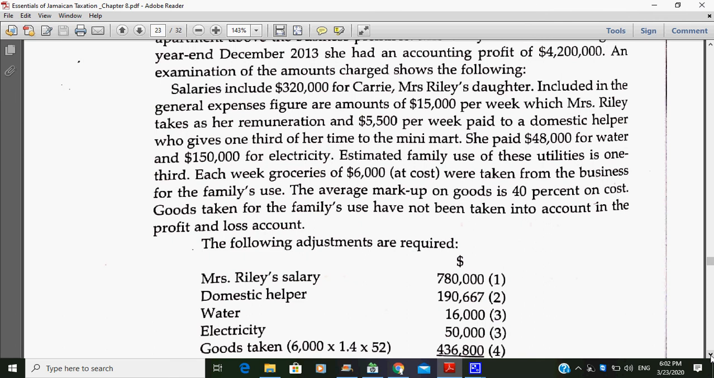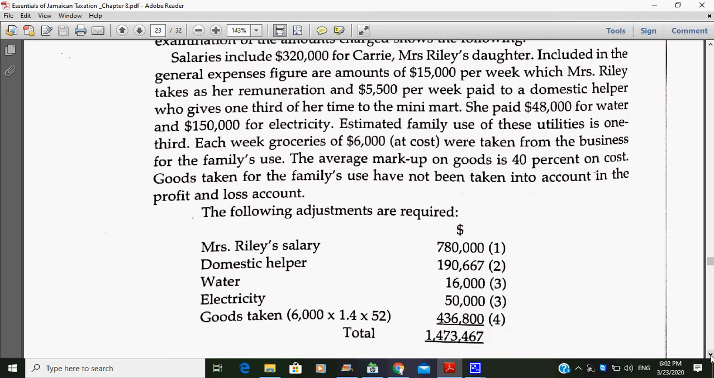Goods taken, 6,000 we're taking from the business for family use. Average markup of what? 40%. Alright.